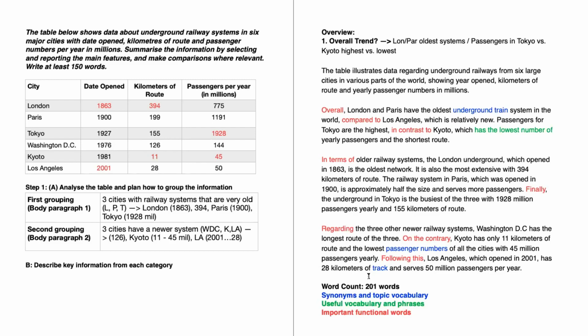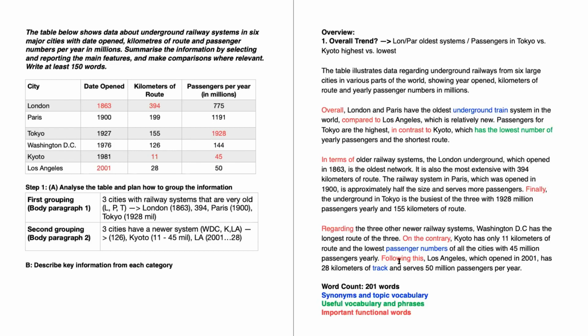Now, paragraph 2 says, regarding the 3 other newer railway systems, Washington, D.C. has the longest route of the 3. On the contrary, Kyoto has only 11 kilometers of route and the lowest passenger numbers of all the cities, with 45 million passengers yearly. Following this, Los Angeles, which opened in 2001, has 28 kilometers of track and serves 50 million passengers per year. Here again, regarding is an excellent way to shift and talk about something else in a specific way. On the contrary is a great way to introduce a contrasting argument.